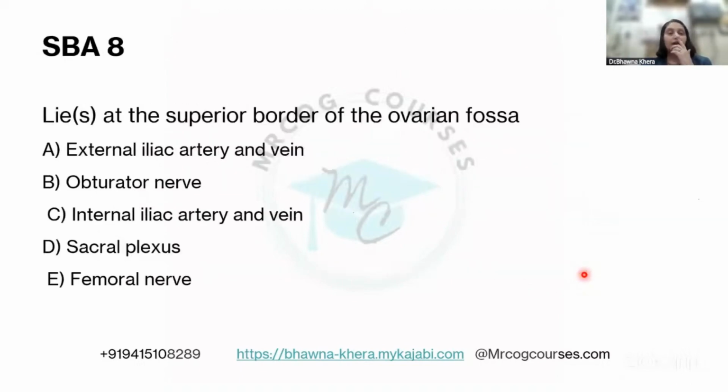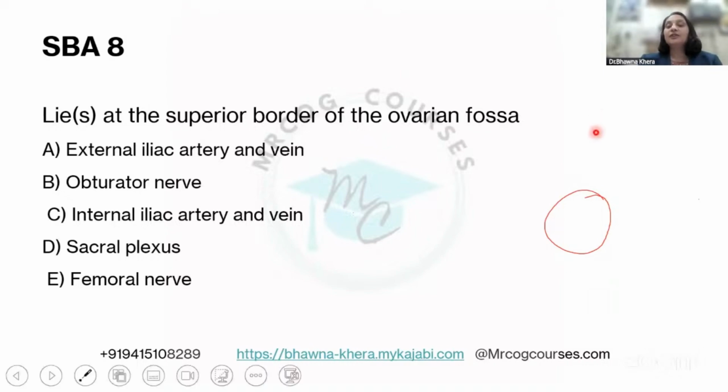Okay. Now, the relations of the ovarian fossa. So, what lies at the superior border of the ovarian fossa? So, let's presume this is an ovary, a big ovary, okay, but easy to understand. We are just trying to put up a line diagram here. So, this is the ovary.